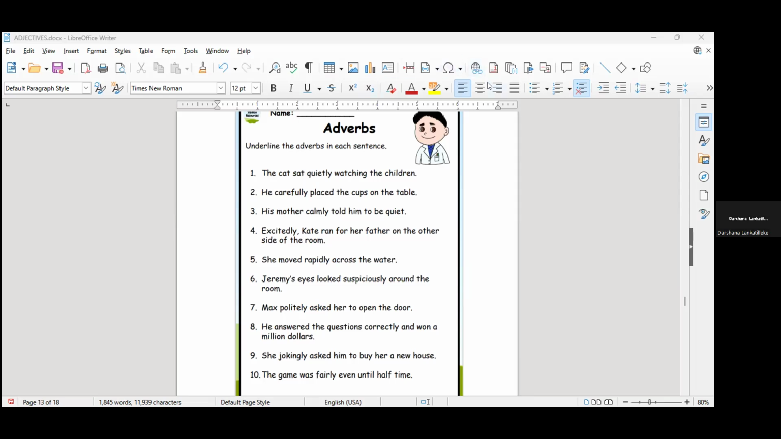Then, the last one. The game was fairly even until halftime. The game was fairly even. So what is the verb here? Was, right? Was fairly. How? Fairly. Fairly is the adverb here. Okay? Right. All of you have said the answers correctly, except those about two or three, where there were some place adverbs also, no? Right.